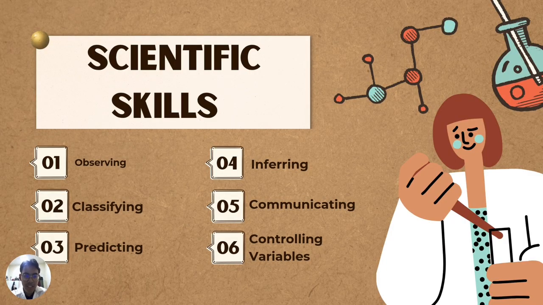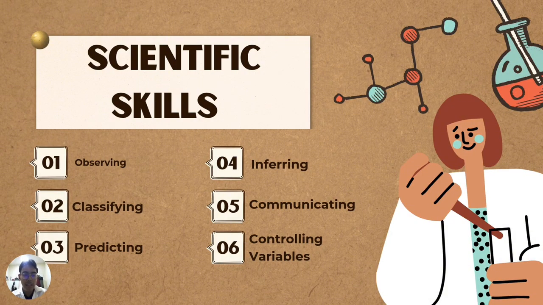Hello guys, so welcome to the discussion session. In this session, we will discuss what scientific skills joined us in the experiment. So the first one is observing. This is the first scientific skill in our experiment, because when we observe the object, we can see and we can determine whether the object is floating or not.